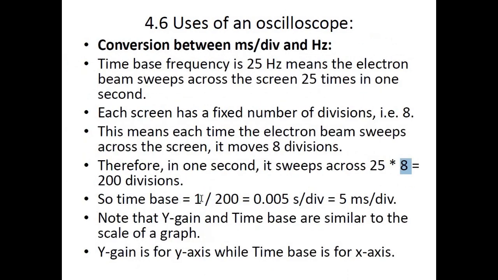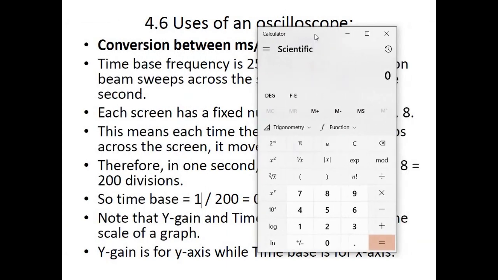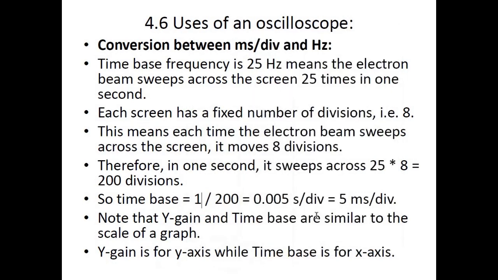So time base would be equal to 1 divided by 200 equals 0.005 seconds per division, or 5 milliseconds per division. Or if you are using the very first image, meaning 10 divisions, then it would be 1 divided by 250, that would give you 0.004 seconds per division, or 4 milliseconds per division.